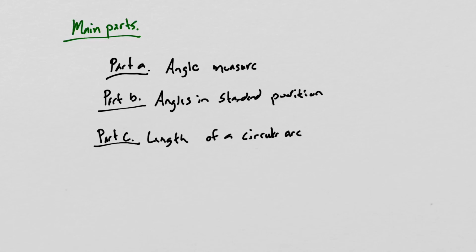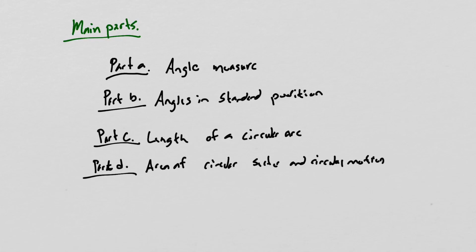In part C, we'll describe the length of a circular arc. Then, in part D, we'll look at the area of a circular sector and also circular motion.